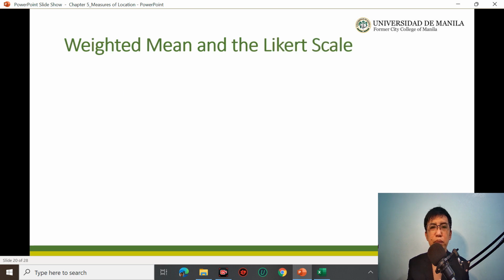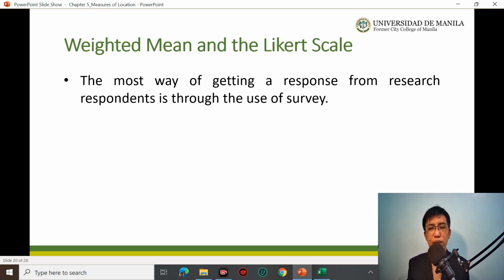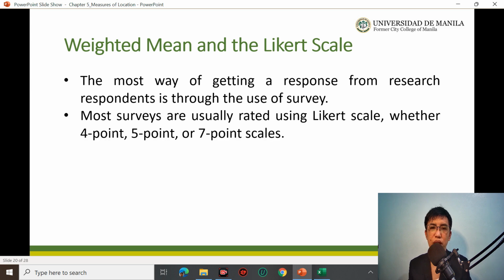Now, the weighted mean and the Likert scale. The most common way of getting a response from research respondents is through the use of survey. I've added this topic because I know that it will be helpful to you. And most surveys are usually rated using Likert scale, whether 4-point, 5-point, or 7-point scales.